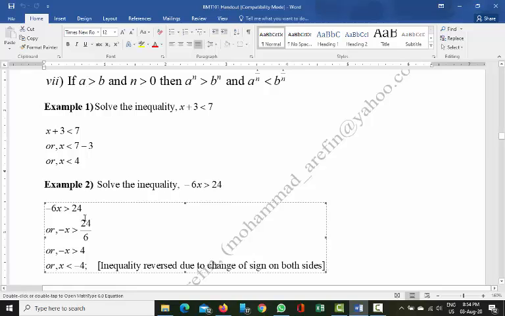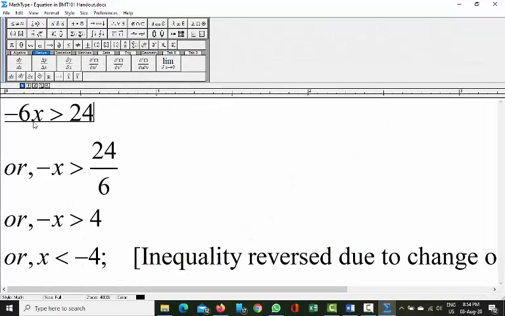Now the next one. Here we have minus 6x is greater than 24. First we need to move this number to the right hand side. If you move it to the right hand side, we will have 24 divided by 6, because 6 goes into the denominator like a normal equation. So 24 divided by 6 is equal to 4. That means minus x is greater than 4.